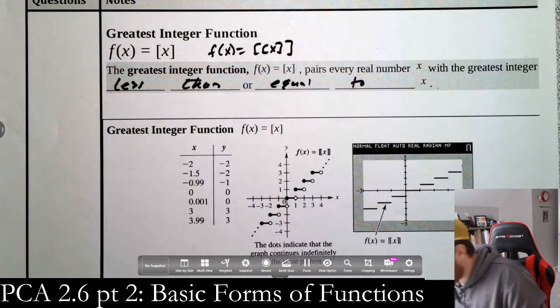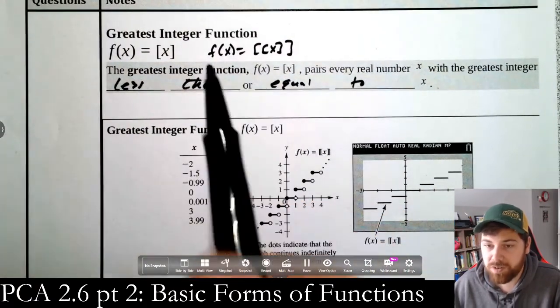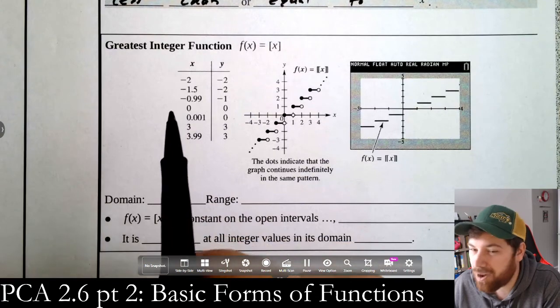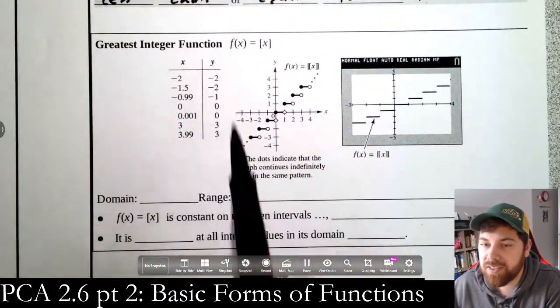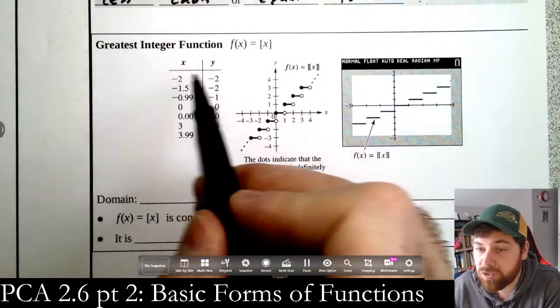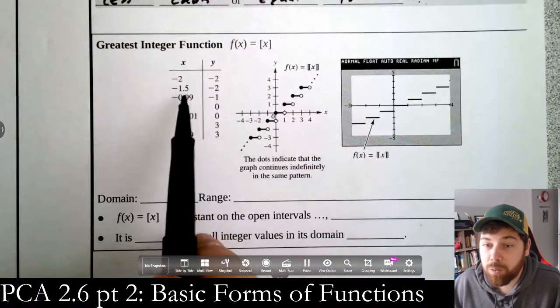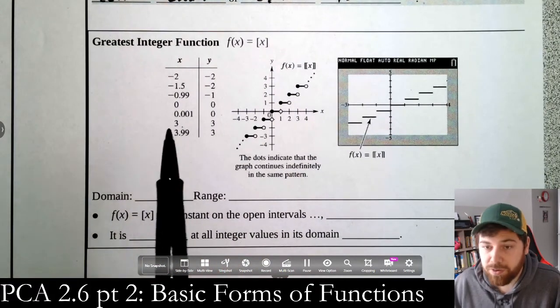So for example, this is actually the floor function if I was using the previous notation. But the idea is that no matter what, it rounds down. Okay? And so in this case, if you plug in like -2, the closest integer that is less than or equal to -2 is -2, right? We don't have to do that one. But -1.5, you round down, -2. 3 is 3. 3.99 is 3.